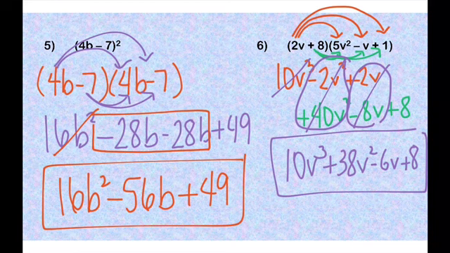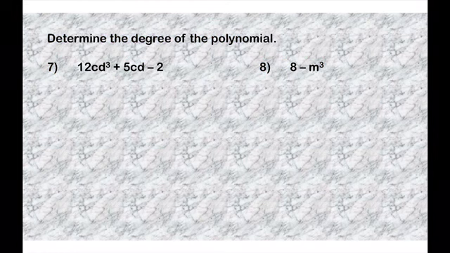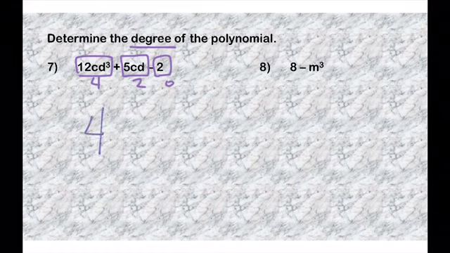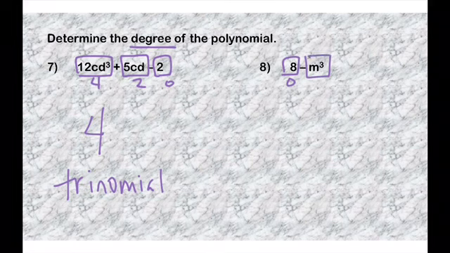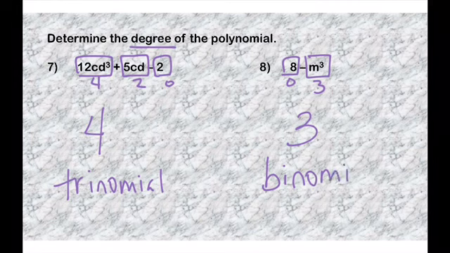Okay, and then the last two questions on the warm-up. Number 7, determine the degree of the polynomial. So this term has degree 4, this term has degree 2, and this term has degree 0. So the degree of the polynomial is 4. By the way, it is a trinomial. Okay, number 8, this is degree 0, and this one is degree 3. So this is degree 3, and by the way, it's a binomial. Also, number 8 is not written in standard form. If I was going to write that in standard form, this is what it would be. The negative sign goes with the m to the third, so it still stays with it.